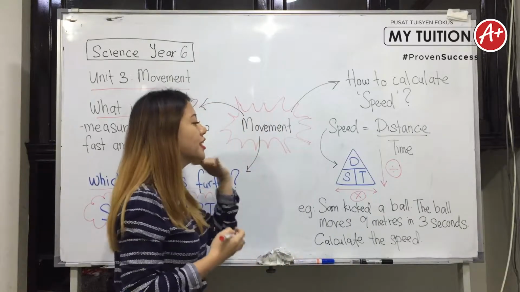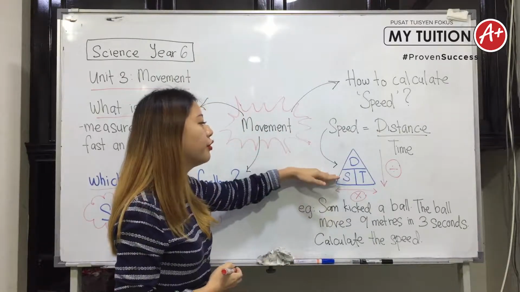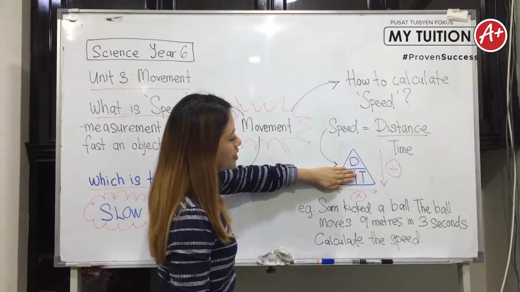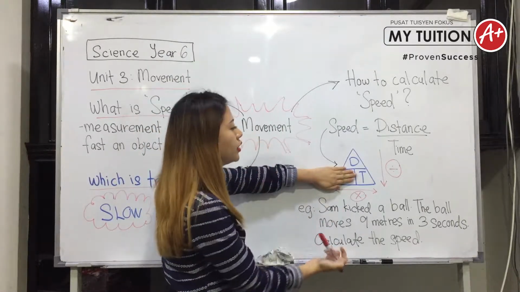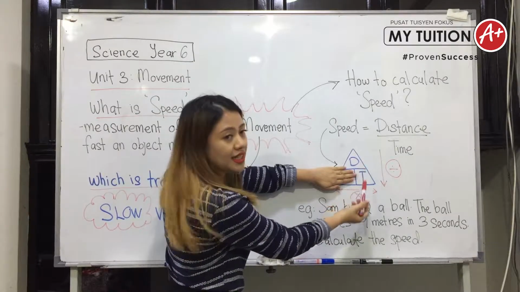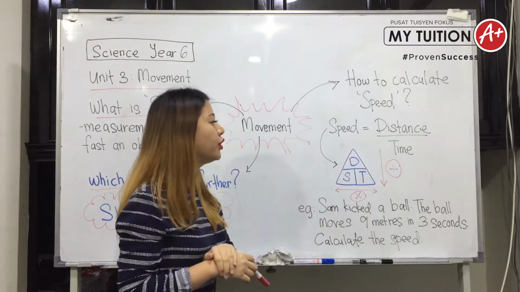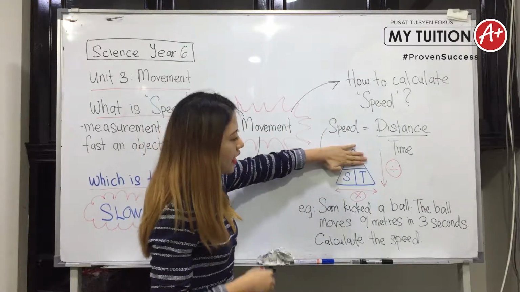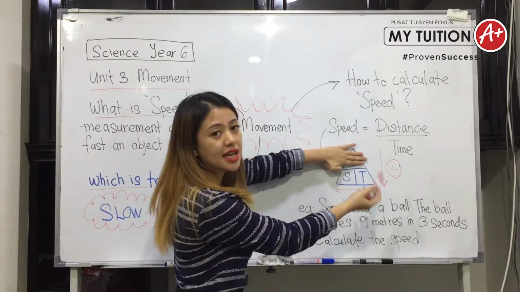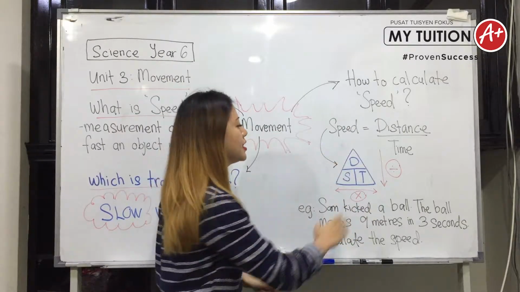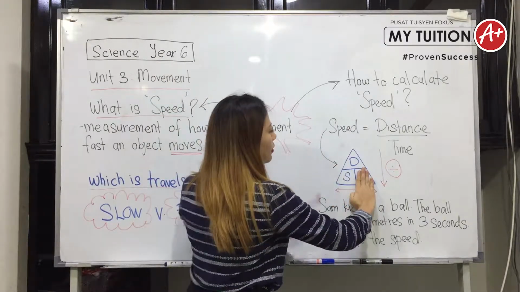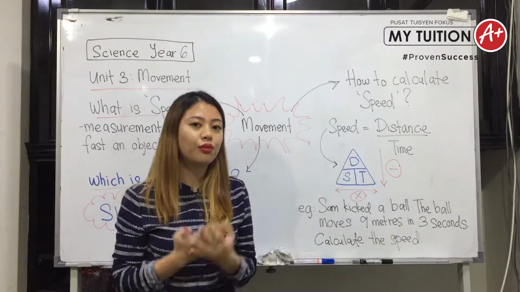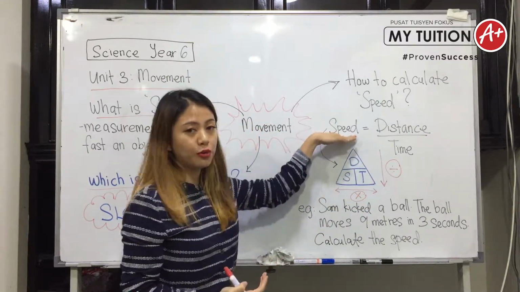Okay? So for example, we are looking for the speed of it. The speed, okay, close that, is equal to distance divided by time. For example, if we would like to look at the distance, close the distance, it is equal to speed times time. If we want to look at the time, close the time, it is distance divided by speed. That is how we remember the speed formula.